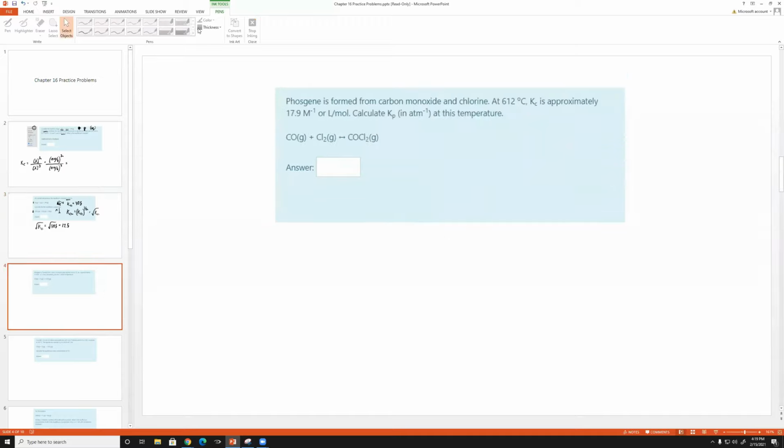All right, moving on. Phosgene is formed from carbon monoxide and chlorine using this reaction right here at 612 Celsius. Kc is approximately 17.9 per molar. Calculate Kp in per atm at this temperature. So we want to convert from our Kc value to our Kp value, which is given in this equation: Kp equals Kc times RT to the delta n.